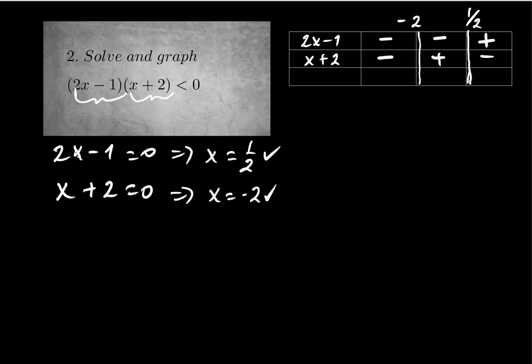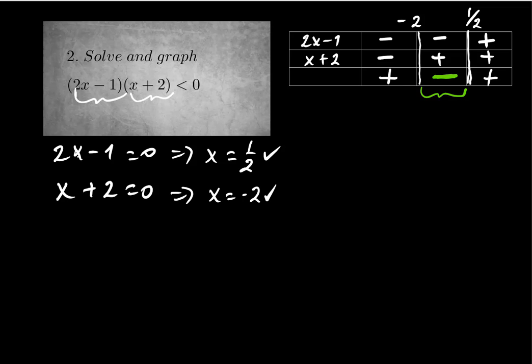Now, if you look at this, we just multiply them because it's a product. Minus times minus gives us plus. Plus times plus gives us plus. Correct? And now, minus times plus gives us minus. This is our solution here. Okay? Because it is where it is less than 0.